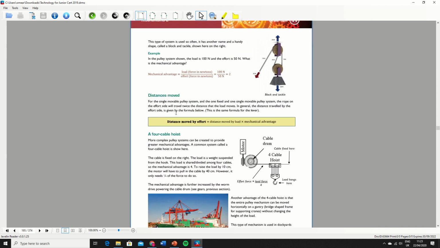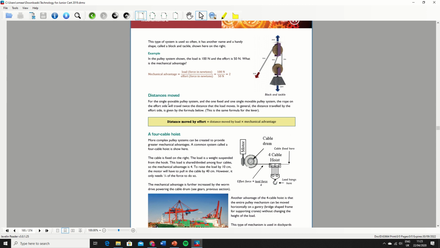Distance moved. Okay, so this is another one you need to know. For the single movable pulley system and the one fixed and one movable pulley system, the rope on the effort side will travel twice the distance that the load moves. So we know that already.